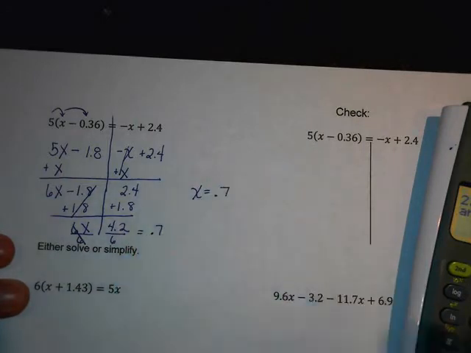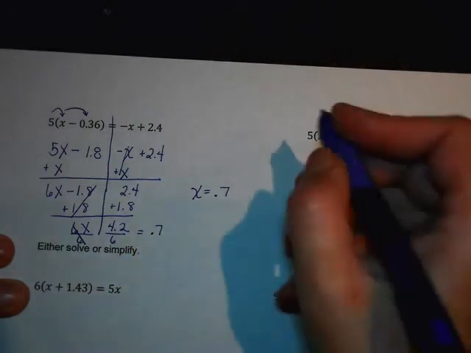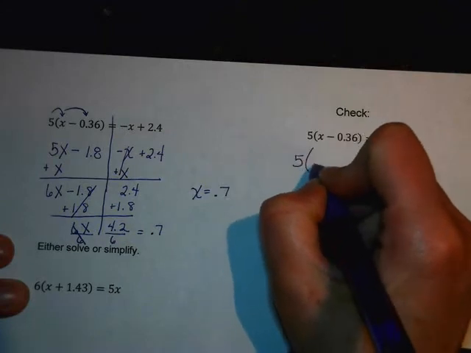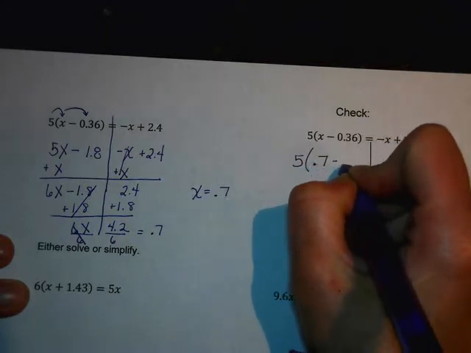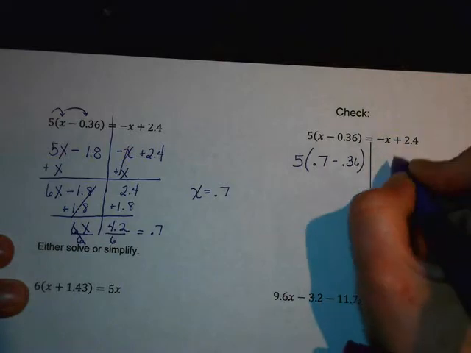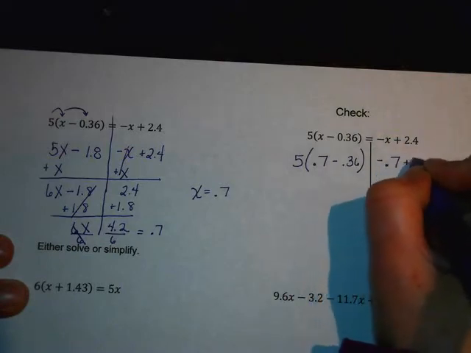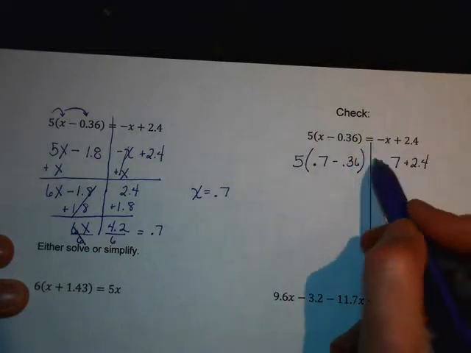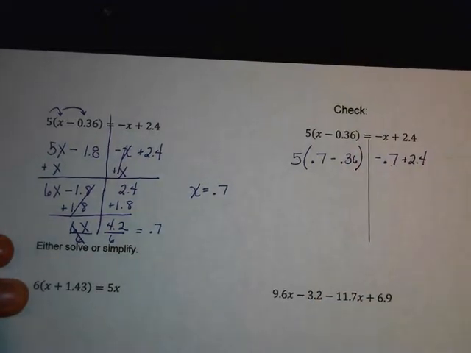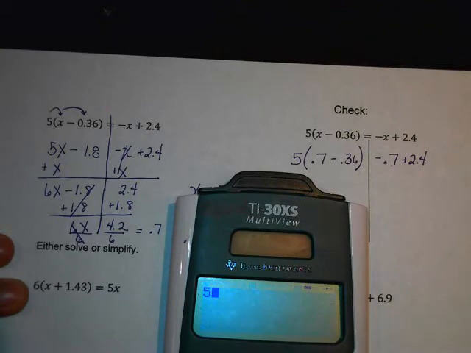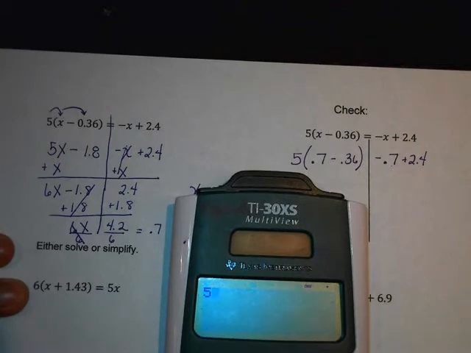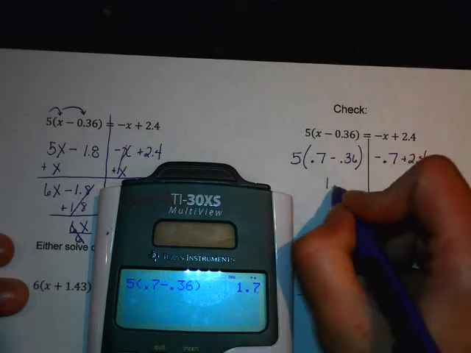So when you do your check, you don't resolve it. What you do is you just pop in 0.7 wherever you see an x. Right? It was a negative x, so it'll be a negative 0.7. And then you just pull out your calculator, type it in exactly how you see it. Okay, so that's equal to 1.7.